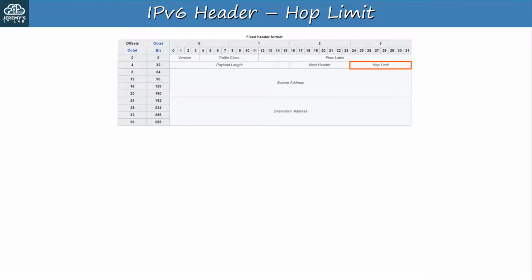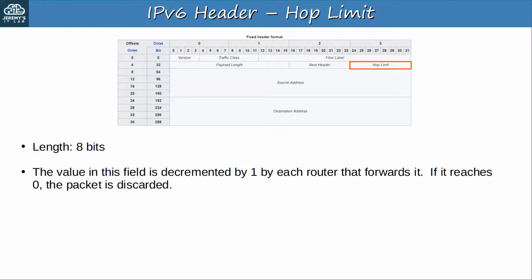The next field is the hop limit field. Its length is 8 bits. The value in this field is decremented by 1 by each router that forwards it. If the value reaches 0, the packet is discarded. So the function is the same as the IPv4 header's TTL field.